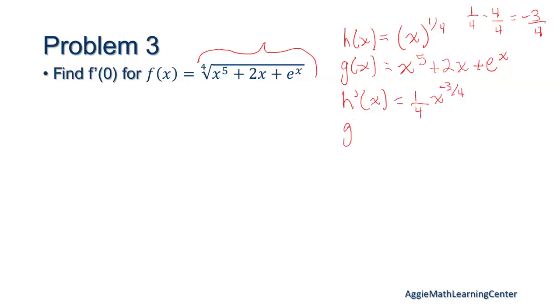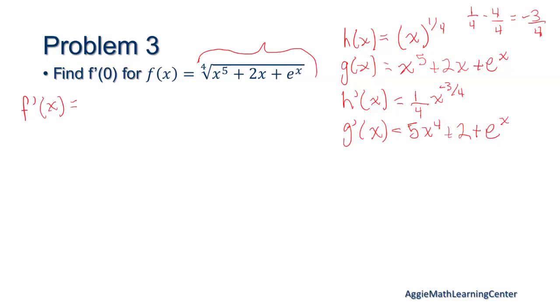And then what's our derivative of g of x? 5x to the 4th plus 2 plus e to the x. I'm stalling because I want to actually make sure you guys know how to do this stuff. Okay, cool. So now we're going to go back here, f prime of x.